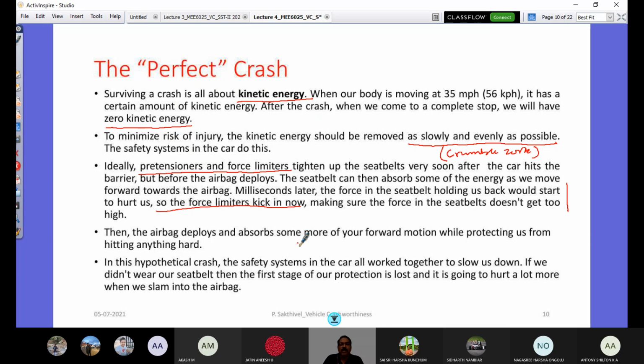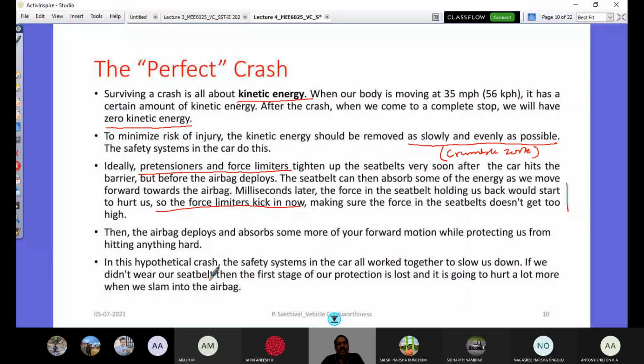Then the airbag deploys and absorbs some more of our forward motion while protecting us from hitting anything hard. These events are described like this because of the high speed camera images. We will look at those images in detail again, and that is how every event sequence can be appropriately understood. In this hypothetical crash, the safety systems in a car all work together to slow us down.